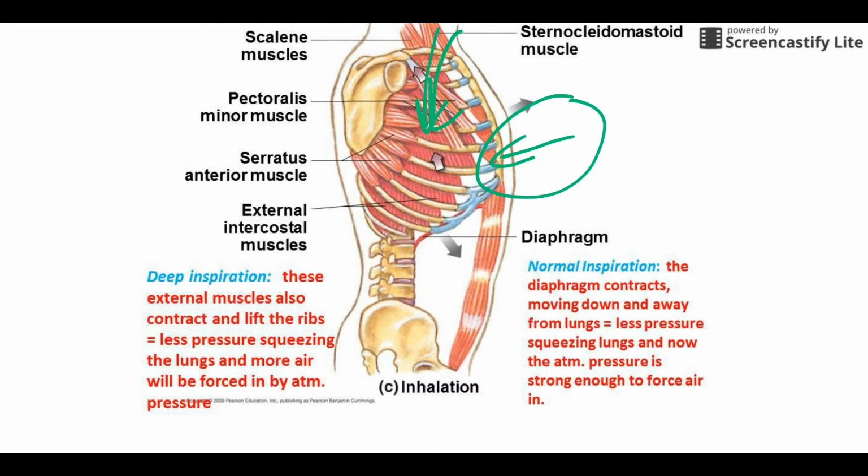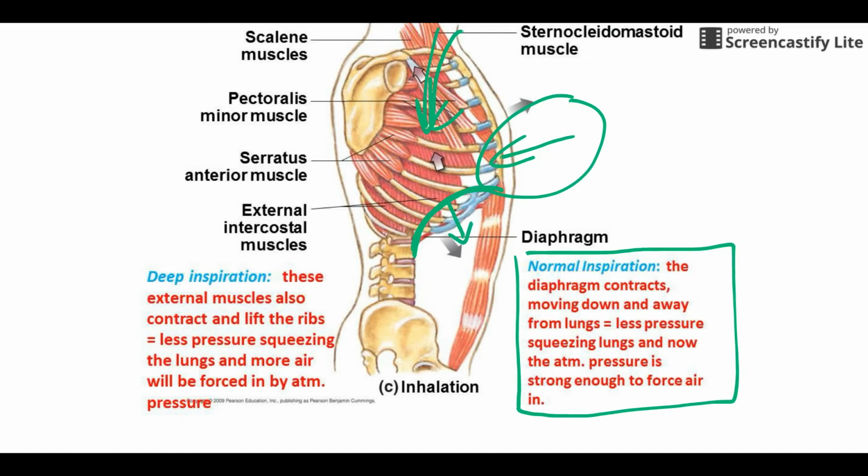Okay, so for a normal breath, which is what we have down here, all we do is contract the diaphragm. Remember, the diaphragm is normally kind of dome-shaped, curved up here. So when it contracts, it pulls down and away. That means the lungs are squeezed less, and the atmospheric pressure is stronger than the pressure squeezing the lungs, so the lungs inflate.